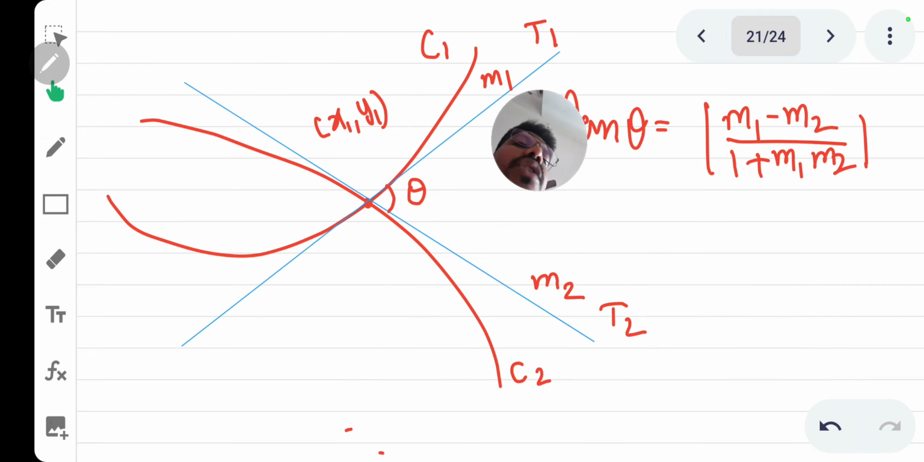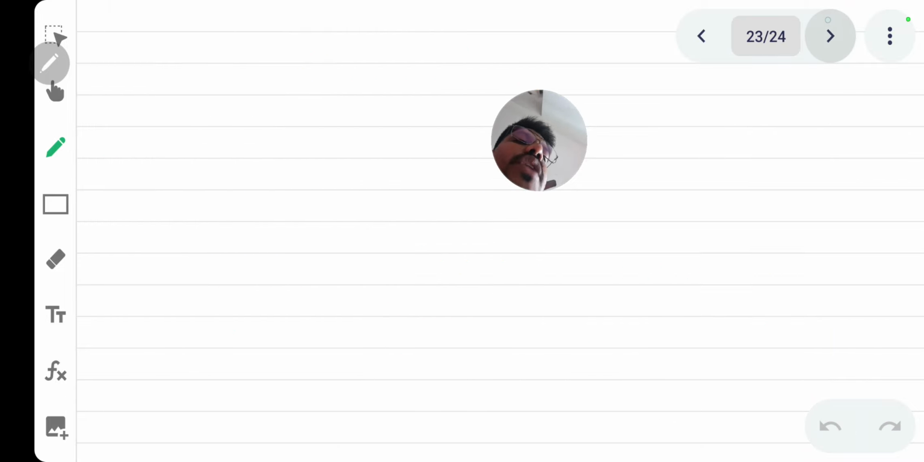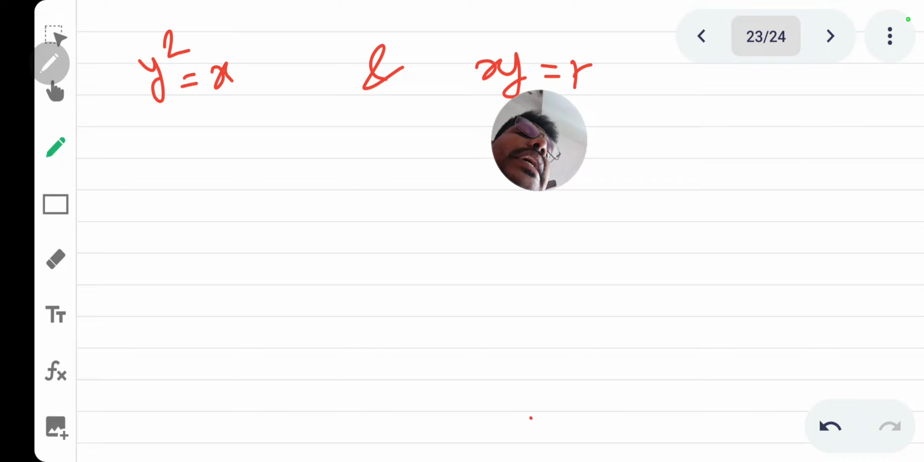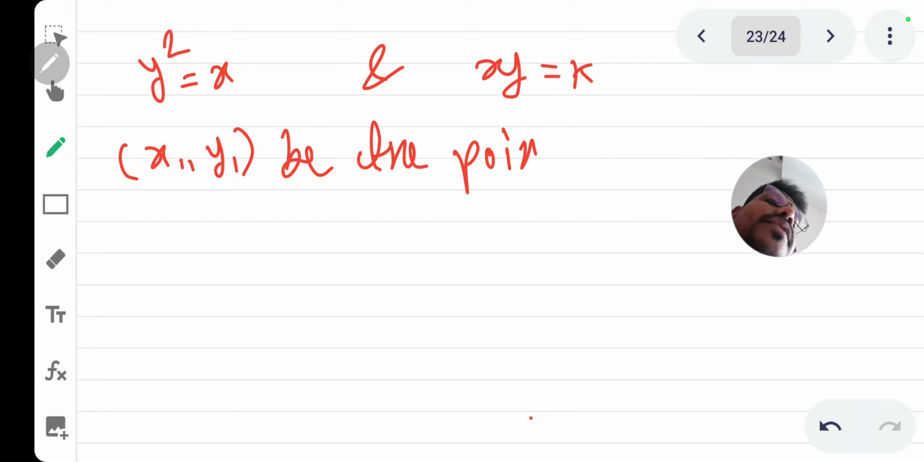Okay, now coming back to the question, you have been given two curves y square equal to x and xy equal to k. So let me write down y square equal to x and xy equal to k. So let us say x1 y1 is the point of intersection. So this is the point of intersection. Okay.